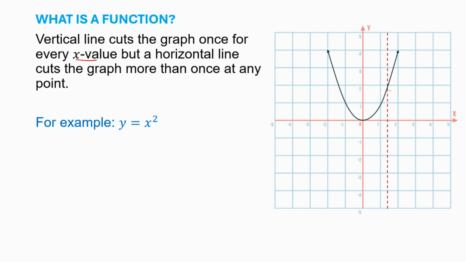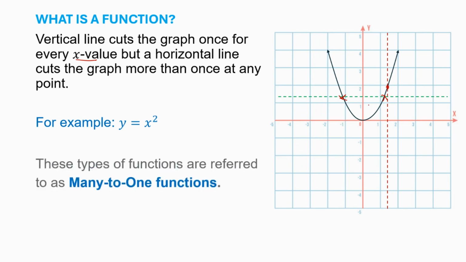If a vertical line cuts the graph once, it means that it is a function. That's why we use the vertical line test to test if a relation is a function or not. A horizontal line like this will cut the graph twice, but this is still a function. So to test if a relation is a function or not, we use the vertical line test. I will show you at the end. These types of functions are referred to as many-to-one functions: many x values to one y value. Graphs like cubic functions are also good examples of many-to-one functions.